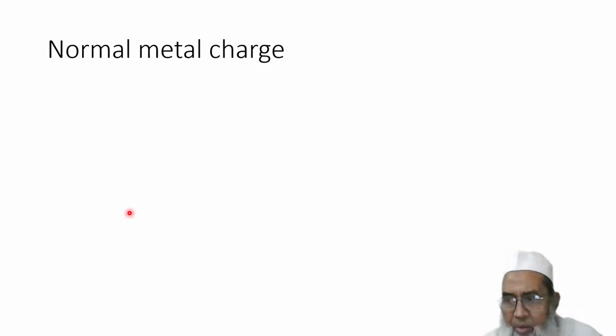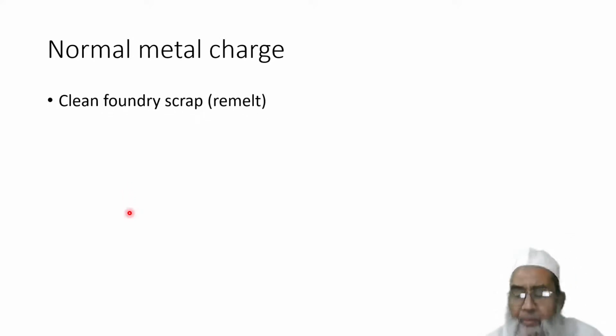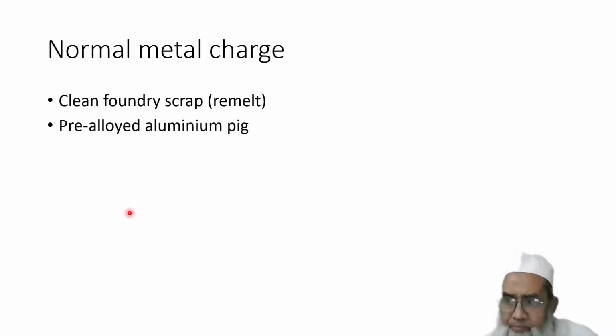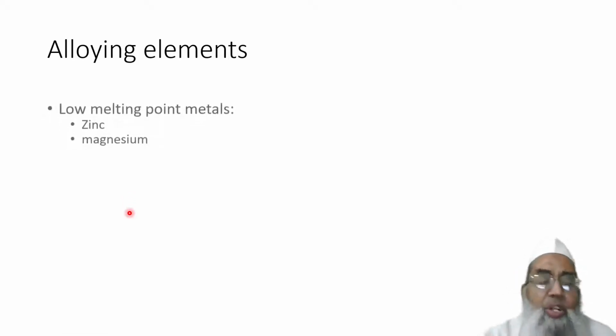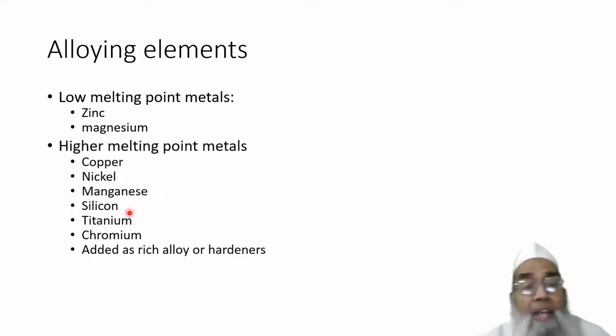When we go for melting of aluminium and aluminium alloys, the normal melting charge is clean foundry scrap, that is the remelt, plus pre-alloyed aluminium pig, which has our desired alloying elements pre-alloyed and can be used for casting. Now, as for the alloying elements, some low melting point metals such as zinc and magnesium can be employed, and higher melting point ones are also employed for alloying, like copper, nickel, manganese, silicon, titanium and chromium, added as rich alloy or hardener. This increases its hardness and improves its strength.